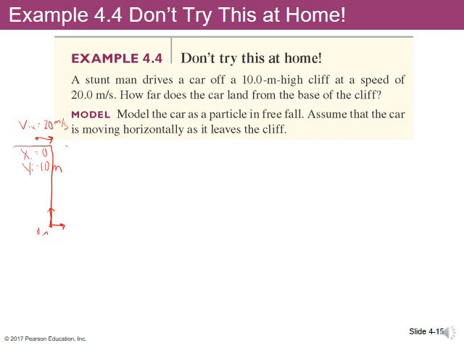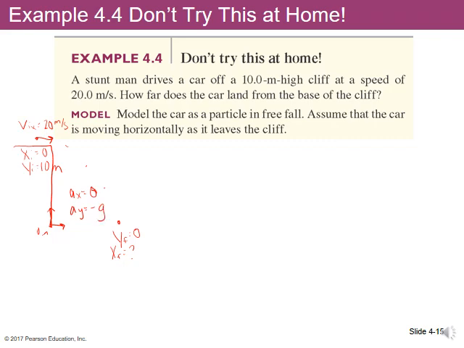And as the car falls, it's going to come down to the ground. So the final y position will be 0. The final x position is unknown. We also know that because it's in the air, its acceleration in the x direction is 0, and the acceleration in the y direction is minus g.